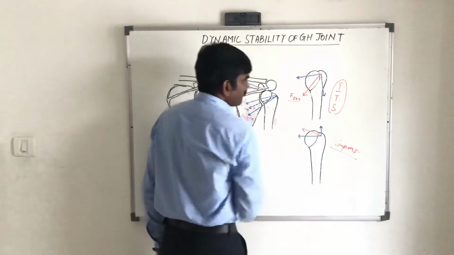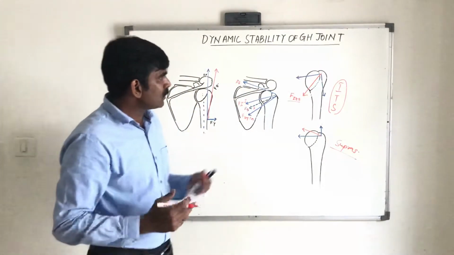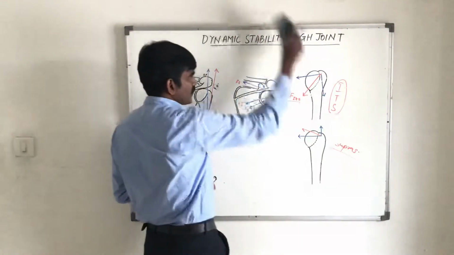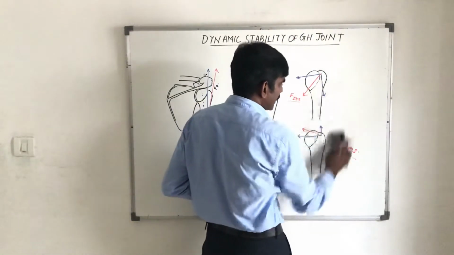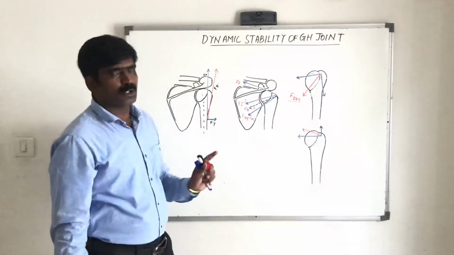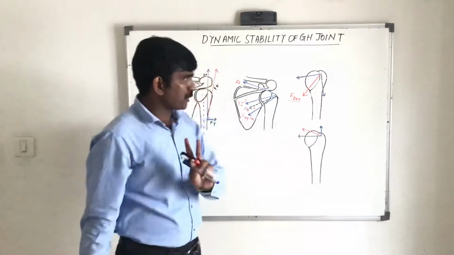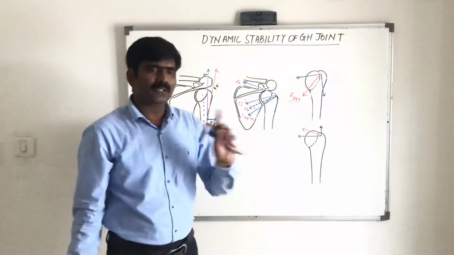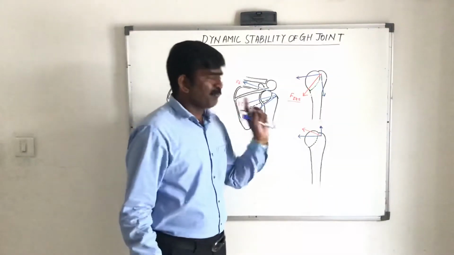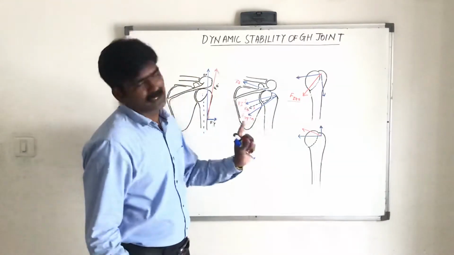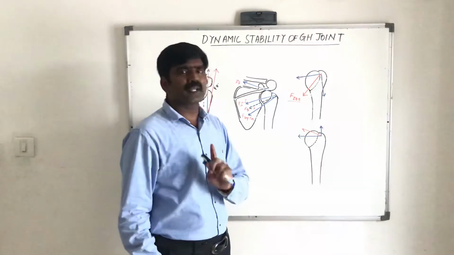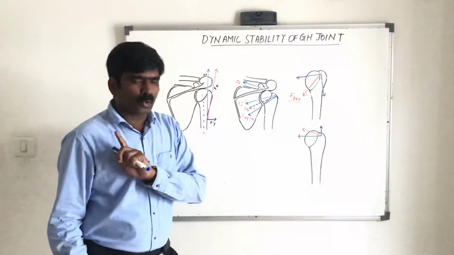Now I am dividing this force into two components. Clear? One is a parallel component and the other is a perpendicular component. I am resolving this ITS force into two components. One is parallel to the long axis of the humerus and the other is perpendicular to the long axis of the humerus. The force which is parallel to the long axis of the humerus will translate the humerus. The force which is perpendicular to the long axis of the humerus will rotate the humerus.